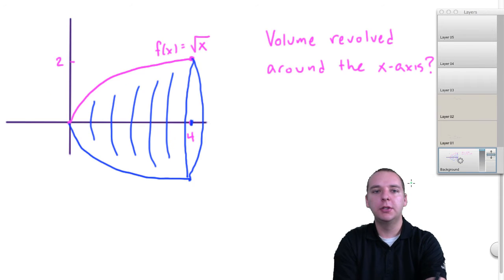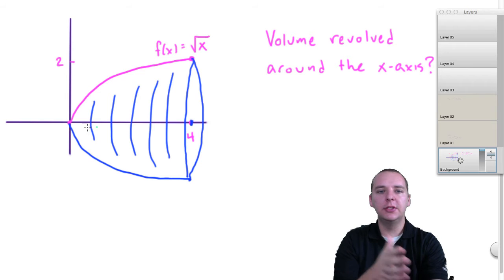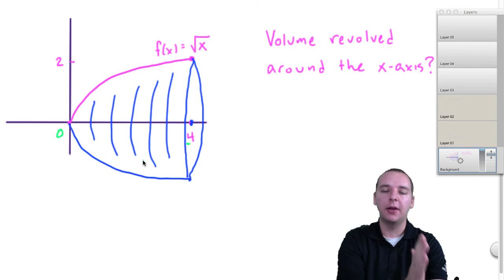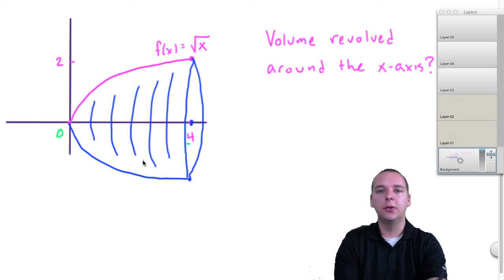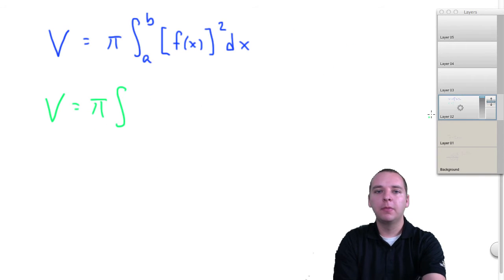If you look here at our picture, what were our limits of integration? Was it 0 to 2 or was it 0 to 4? Well, being that we were integrating with respect to x, the x's vary from 0 to 4, not 0 to 2, but 0 to 4. Your disks, in other words, are stacked from left to right from 0 to 4. So we remember that there. We'll go 0 to 4 of our function squared dx.